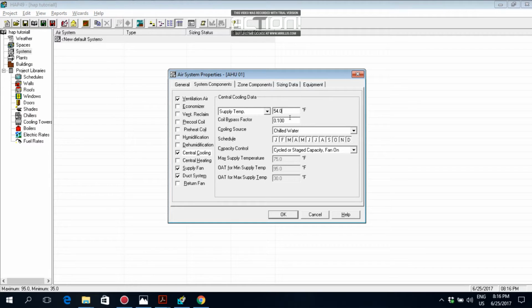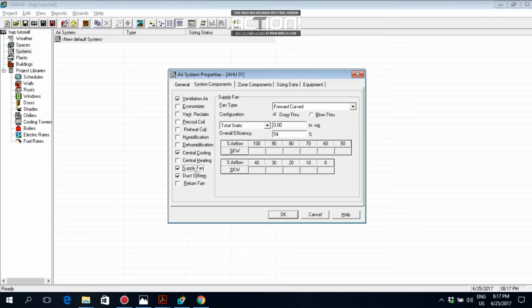The coil bypass will be the same, and this is the cooling source. What is the cooling source over here? If you are considering an air handling unit, obviously there will be a chilled water cooling system. That's why it has not considered any other option. By default it is chilled water. Schedule type, this is J F M A M J J A S O N D, all about the months, January, February, March. All the remaining information will be left as it is.